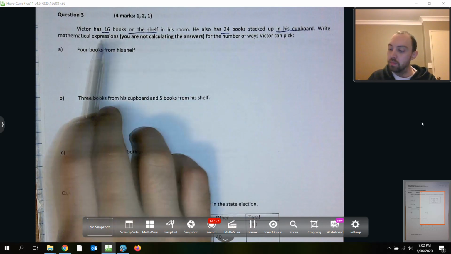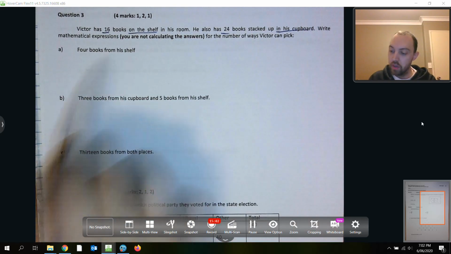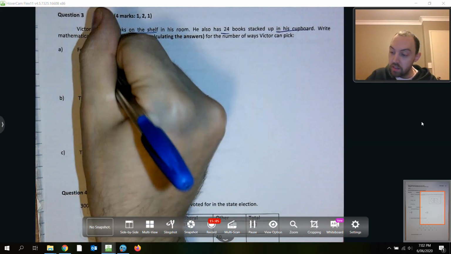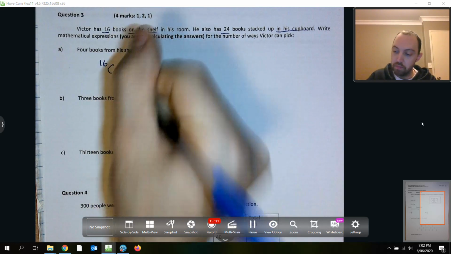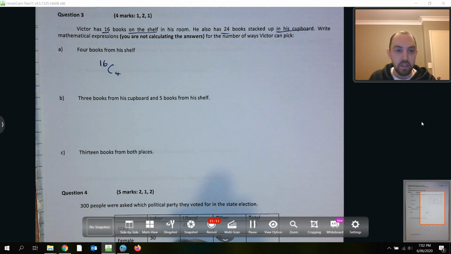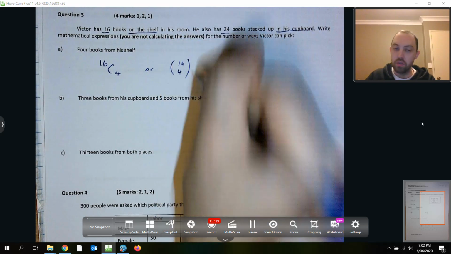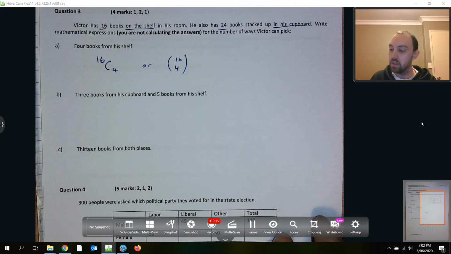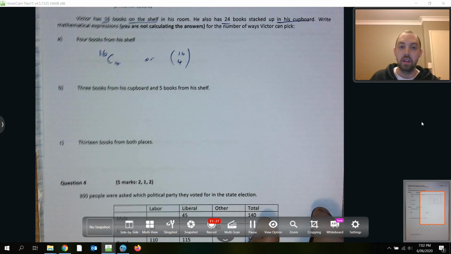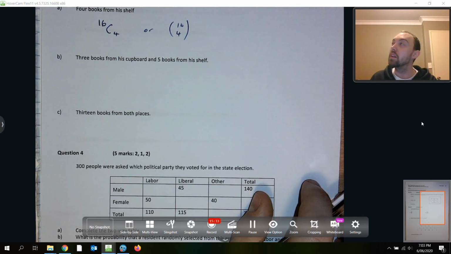answers, so we just need expressions for the number of ways Victor can pick 4 books from his shelf. Well, he has 16 books on his shelf, and we are trying to choose 4 of them. That's it. That's the expression. You could plausibly write 16 choose 4 like that. It doesn't matter in this case. We just want the expression. We don't actually need to work out what that is. It would be pretty big and we'd use a lot of factorials. Oh, could we work that out? No, it'd still be big.